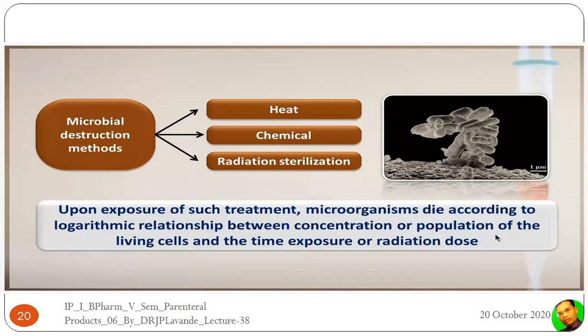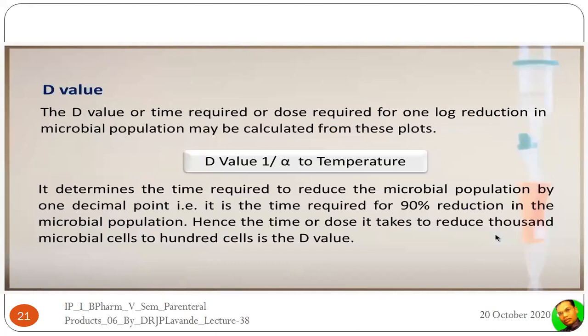Let us say, for example, if the number of population of microorganisms is more, the duration of exposure is more, the dose is more, in order to counteract the growth and multiplication of the microorganisms. Now there is a D value. What is the D value? The D value is the time required or the dose required for one logarithmic reduction in the microbial population that may be calculated from this plot. That is D value equals 1 divided by alpha at the temperature. It determines the time required to reduce the microbial population by 1 log. That is, it is the time required for 90% reduction in the microbial population.